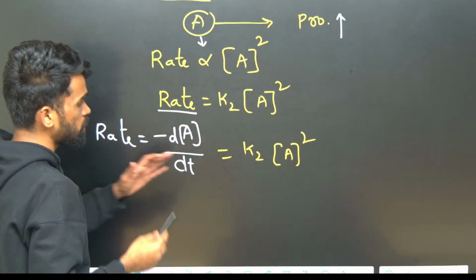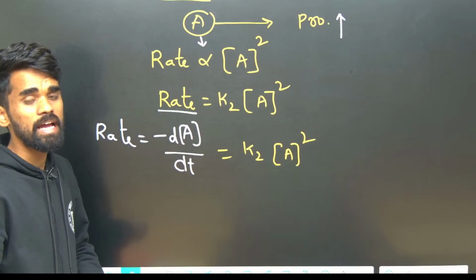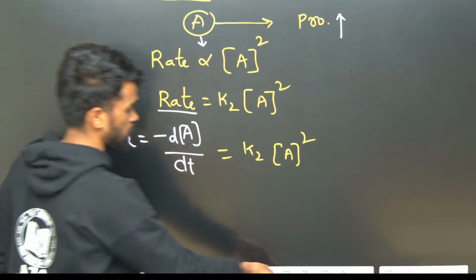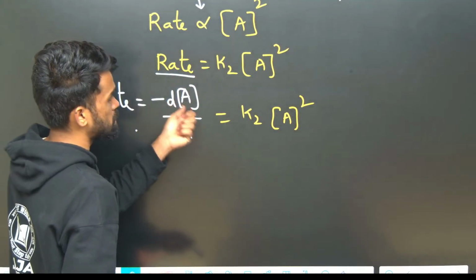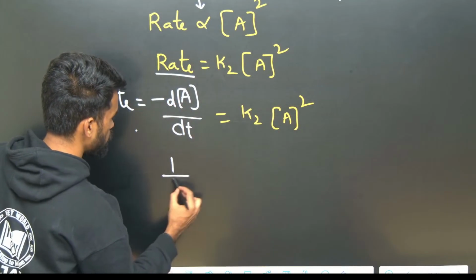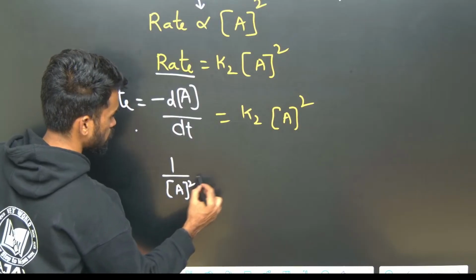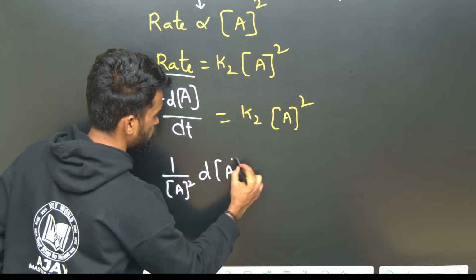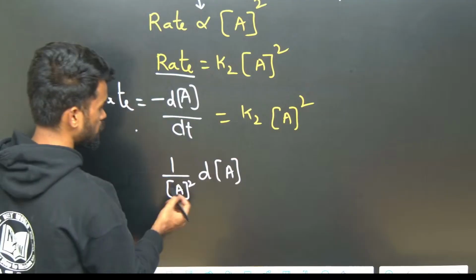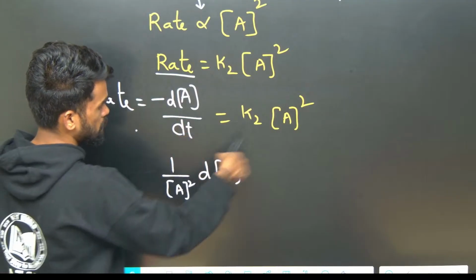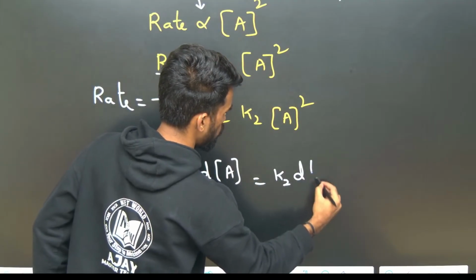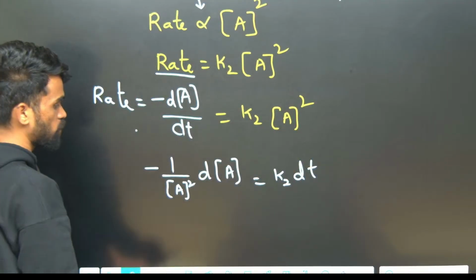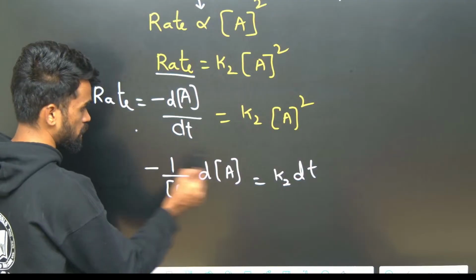Now from this equation I want to get an integral equation for this second order reaction. So how can I write? Here, differentiation of A, dA, is there. So I can write 1 by A square dA, the change in concentration of A. Now I am writing dt on this side, and minus as it is, so K2 dt. Now try to integrate this equation. So I am applying integration on both sides.